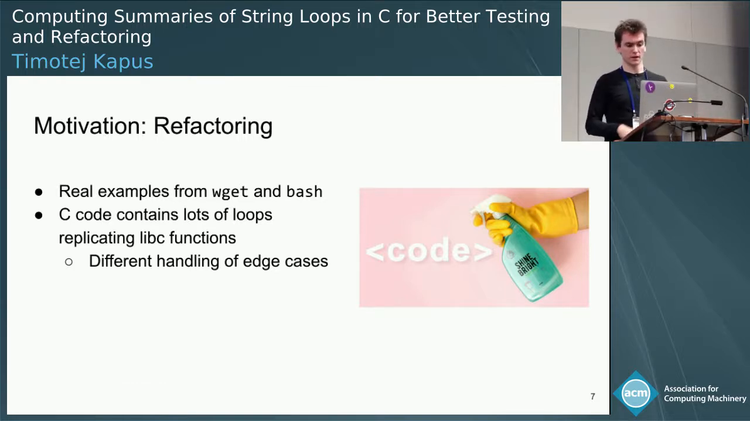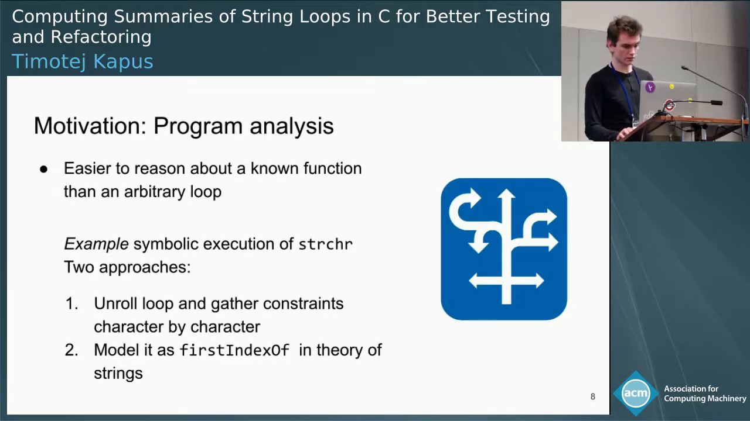These two examples I've shown you are real examples from wget and bash, and there are many others. We found that the C code that we looked at contains lots of loops that replicate these libc functions. There are a couple of reasons for this, and one of them is different handling of edge cases. Other ones are just developers being more familiar with loops than libc functions.